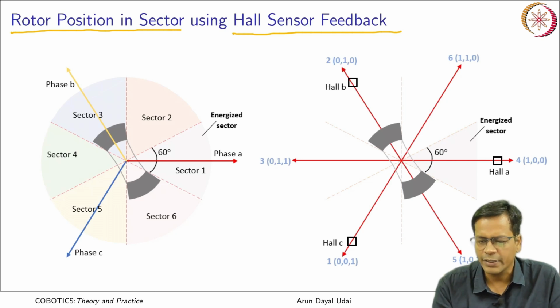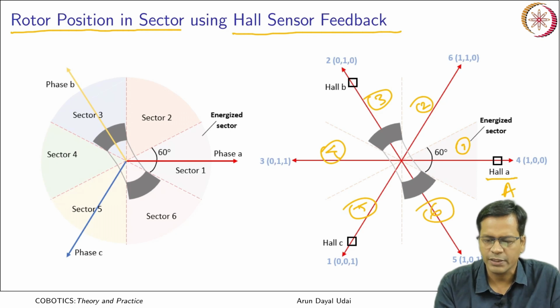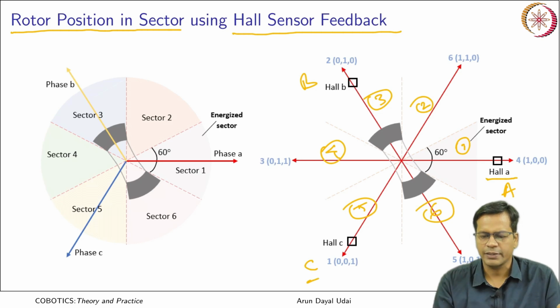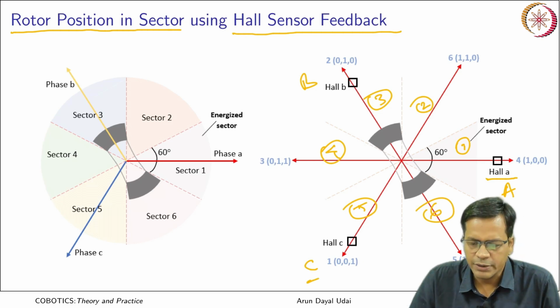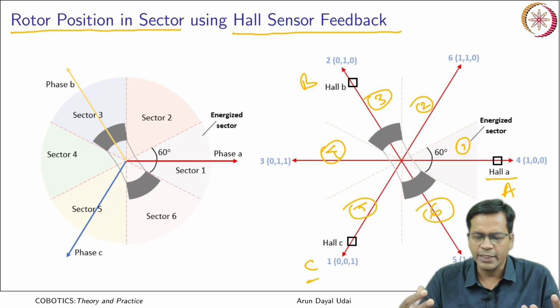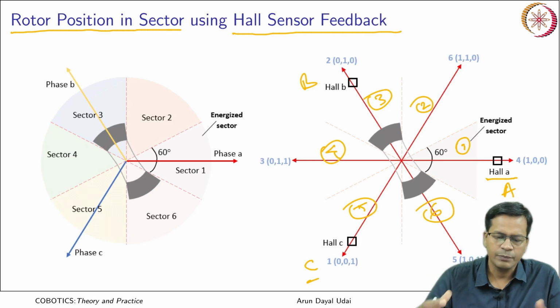So every alternate sector has a Hall effect sensor. So if it is sector 1 here, sector 2, sector 3, sector 4, sector 5 and sector 6. There is a Hall effect sensor here which is called A, the Hall effect sensor here, B, and Hall effect sensor C that lies here. Okay. So let us see how it can communicate the position of the rotor.